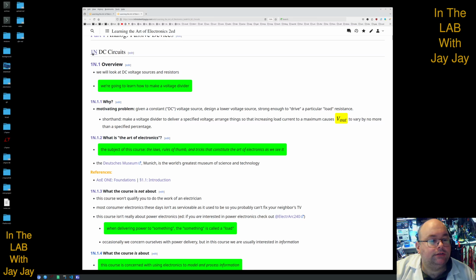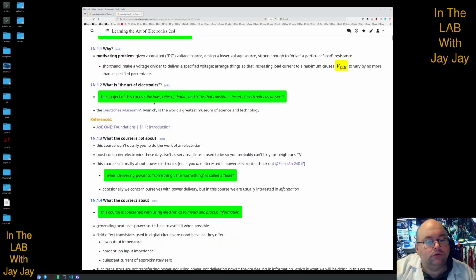N is for notes. This is the notes for the DC circuits lab, or day, I guess you'd call it, although I don't know, maybe lab, I'm not sure. Anyway, it's a chapter. The green stuff I'll just call out to you. So we're going to learn how to make a voltage divider.